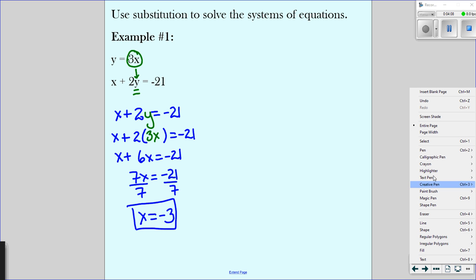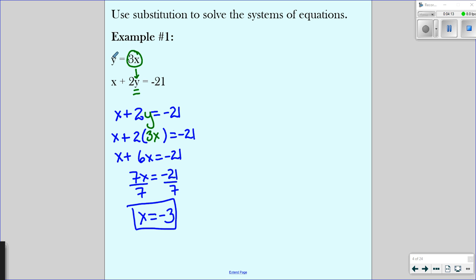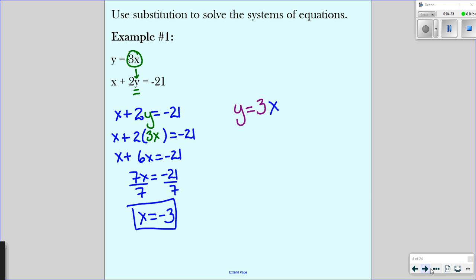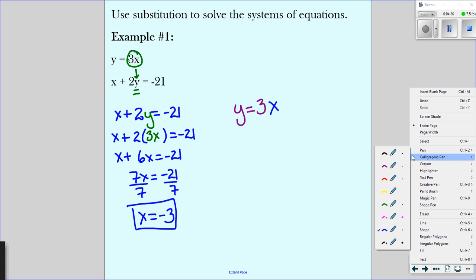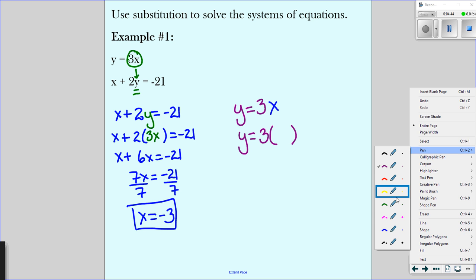All right, so since x is equal to negative 3, we're going to choose either the first or the second equation. Whichever you want to choose is fine. If you want to choose this one and plug in x, that's okay. But I'm going to go with the easy one, y equals 3x, and I'm going to put that in blue because that was what I solved x in. And then I'm going to replace or substitute the x with negative 3. And I'm going to put that in blue.